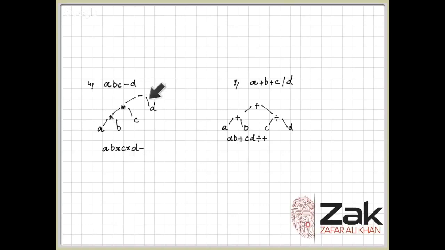Now, how will it be read? A, B multiply C multiply D minus. Over here, it would be AB plus CD divide plus. You would have to practice it. These slides are uploaded.